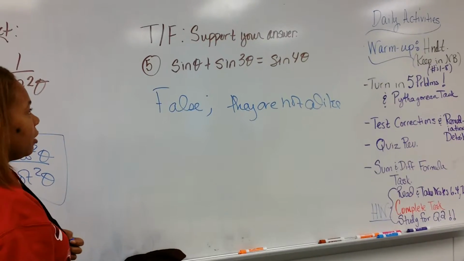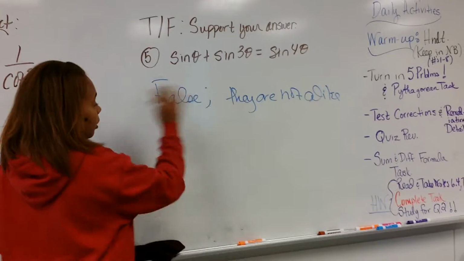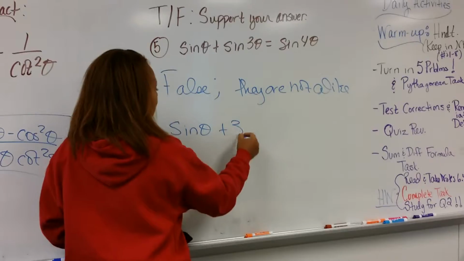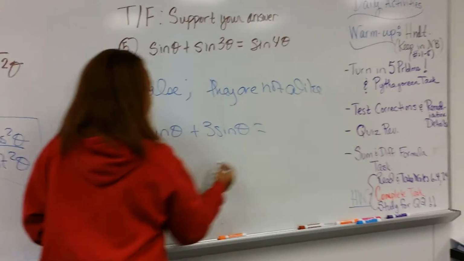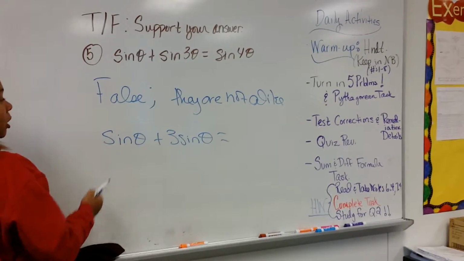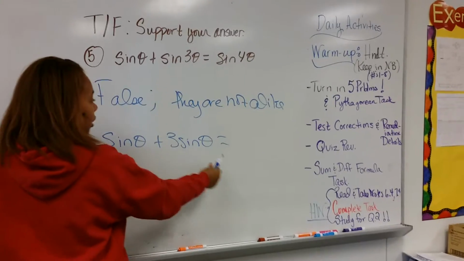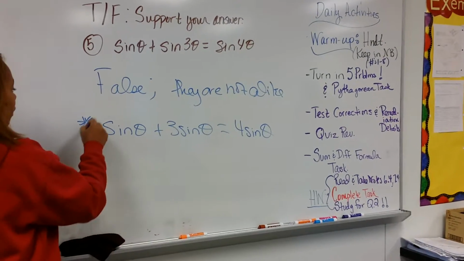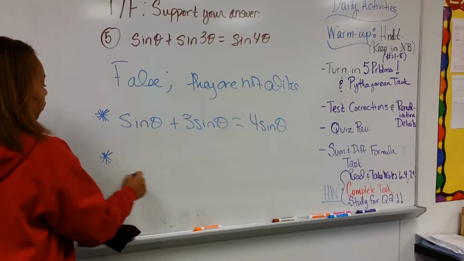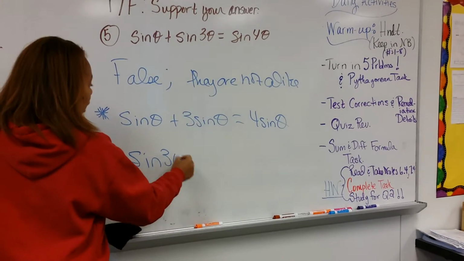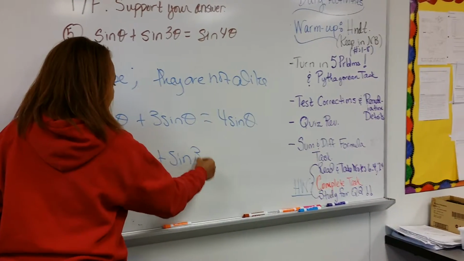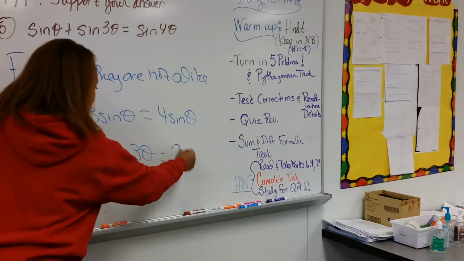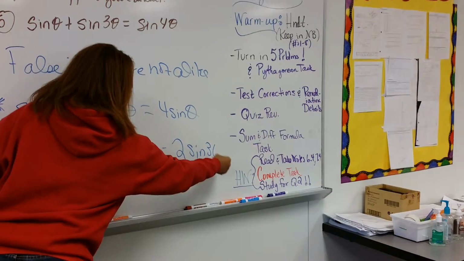Some alternative type questions would be the sine of theta plus 3 sine of theta. This is different from there. In that case, we could say 1 sine theta plus 3 of them gives me 4 of them. And then a second alternative is if we have the sine of 3 theta plus the sine of 3 theta. In that case, I have 1 here and 1 there, which makes 2 of them. So 2 sine 3 theta.